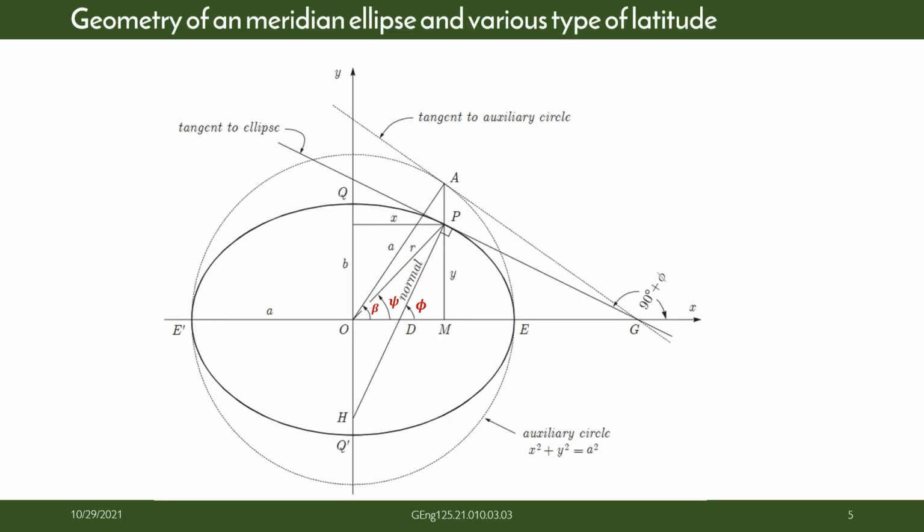So here is shown the meridian ellipse, or the cross section of your mathematical figure, which is the ellipsoid. So here's your meridian ellipse. Okay, so we have point P as the point in question. We have here, shown in red variables, one, two, and three types of latitude as shown here. So we will state them one by one.